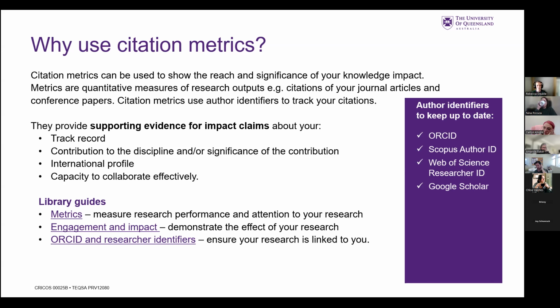So these are some of the library guides. These are open, they're not closed down to UQ researchers, so anyone can access these. There's one around metrics, engagement and impact, and also ORCID and the researcher identifiers. These are the author identifiers that we always recommend researchers have up to date. And I know other libraries at other universities would be recommending these as well, so they're quite widely used across different institutions.